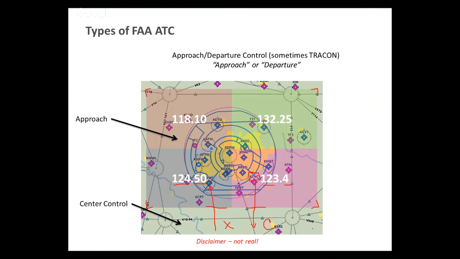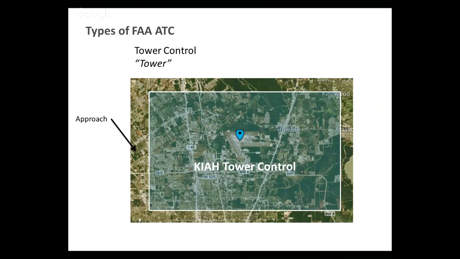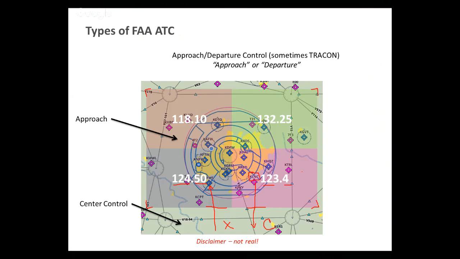Now, as you get even more specific within the approach control sector, you will encounter tower control for controlled airspace. So, of course, we know that controlled airspace are the blue depicted airports on our sectional.